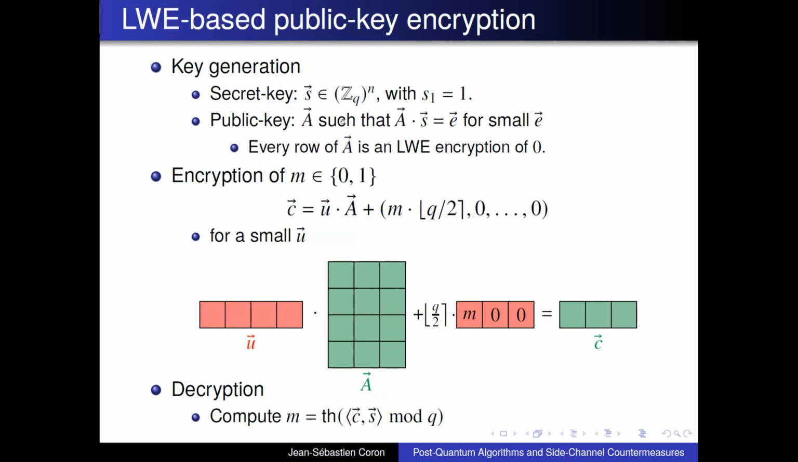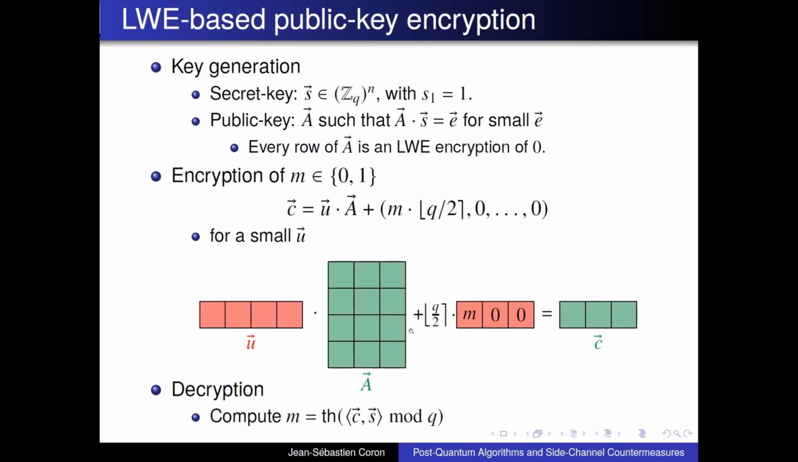And for the public key, we use a matrix A such that A times S equals E for a small E. So this corresponds to the learning with error problem. And so this means that every row of A is actually a ciphertext, an LWE encryption of 0. And now to encrypt, what we do is we simply take linear combinations of the rows of this matrix. So that's why we left multiply by a vector of small components here. And so this takes a linear combination of the rows of the matrix, so a linear combination of the ciphertexts, which are encryptions of 0. So this remains an encryption of 0.